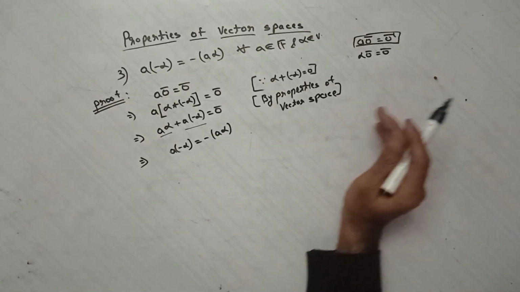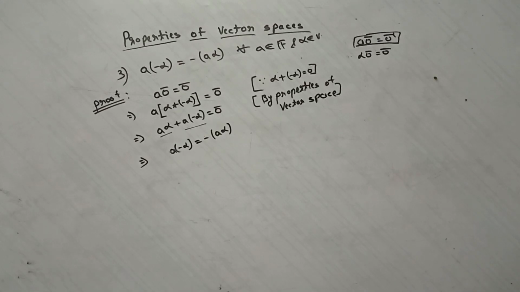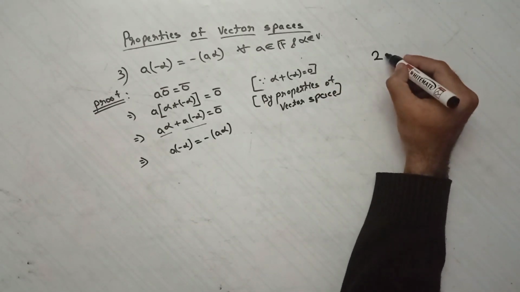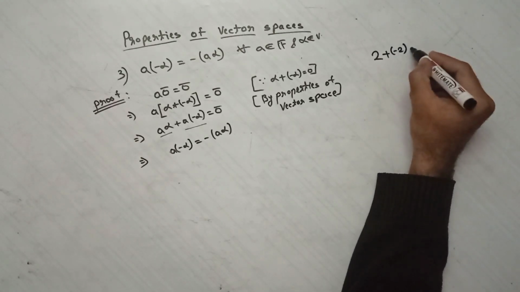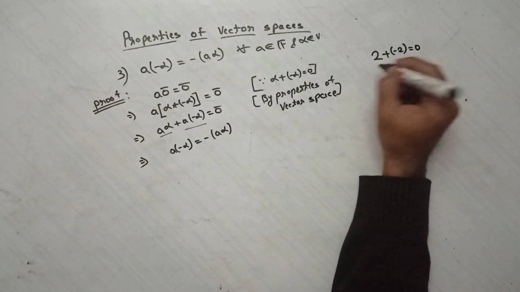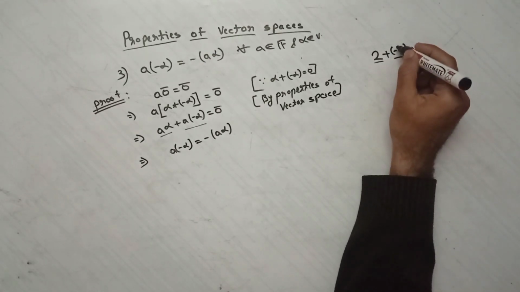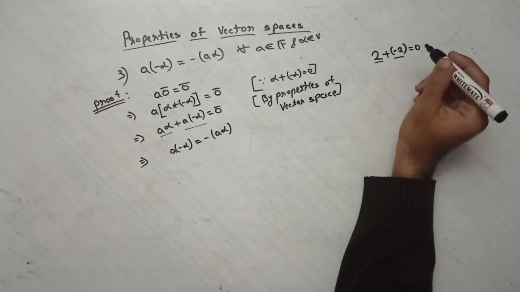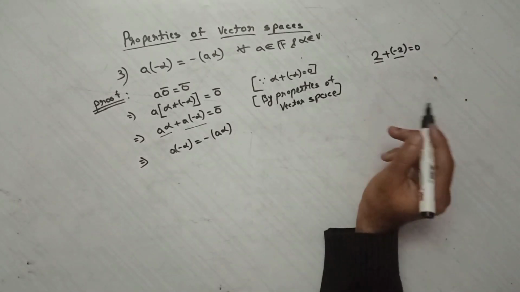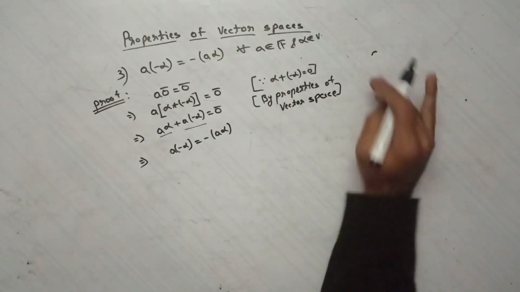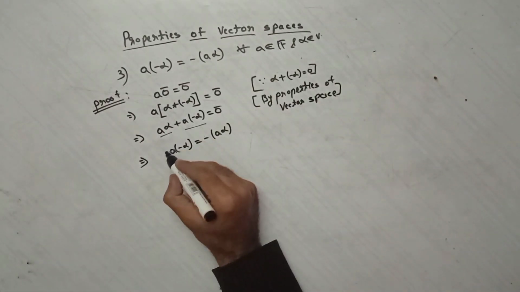Or we can take a simple example, not going too abstract: 2 plus minus 2 equals 0. What is the meaning of this? This 2 and this minus 2 are opposite to each other, the inverse of each other. So there is an addition operation, and we use minus 1, as we know. Now we have proved it. This theorem is like that.